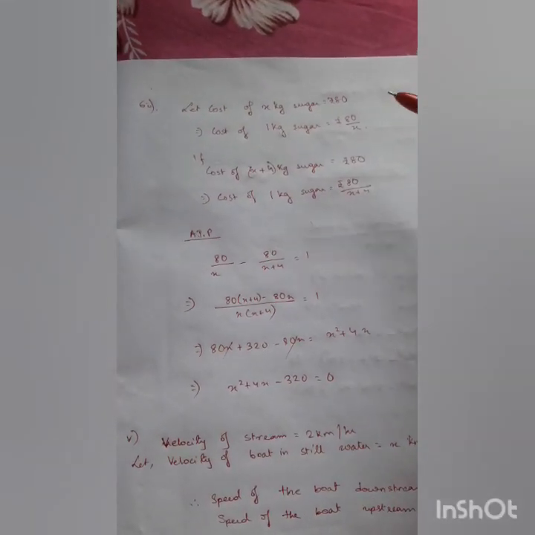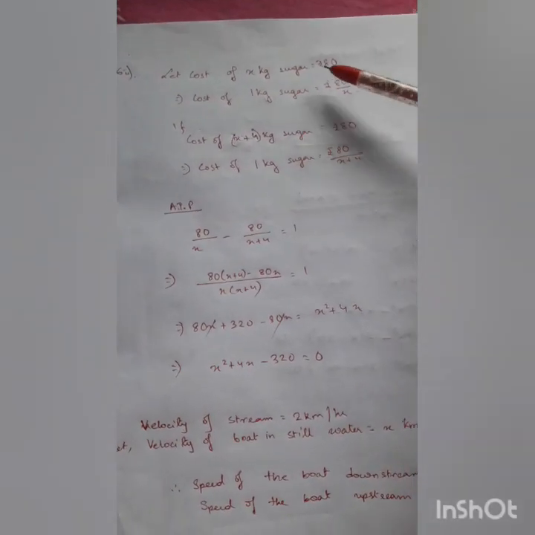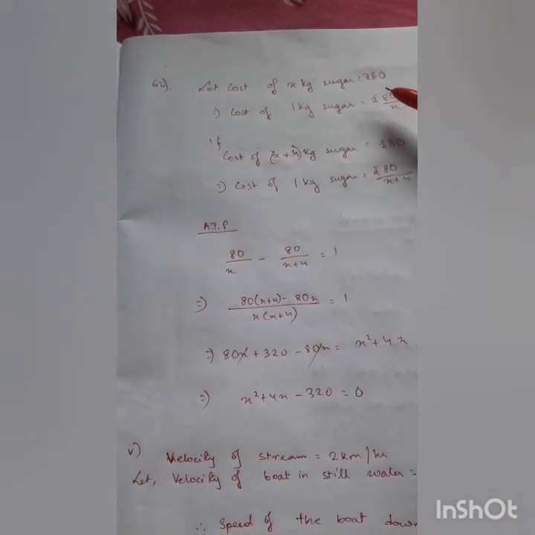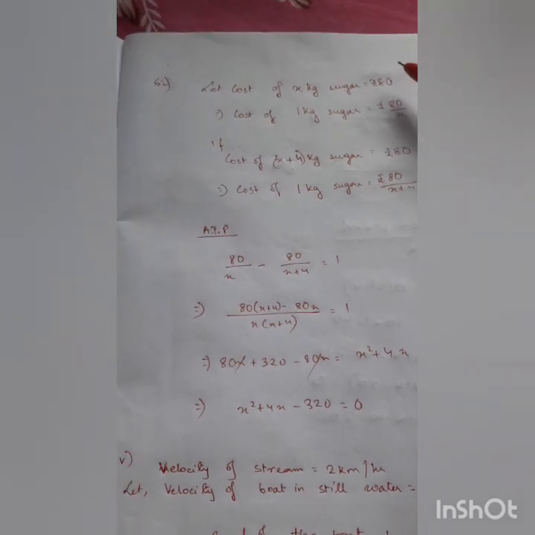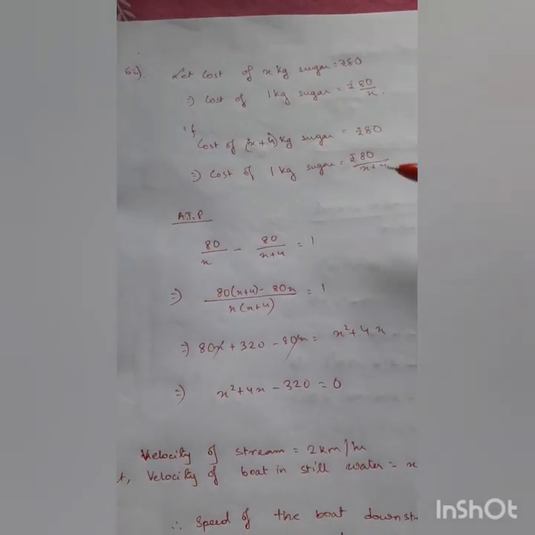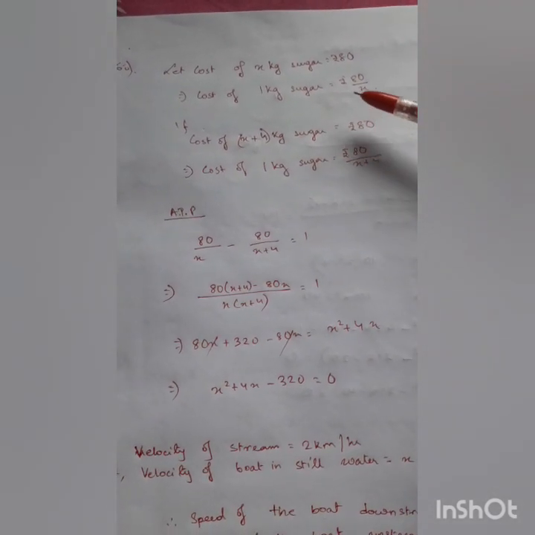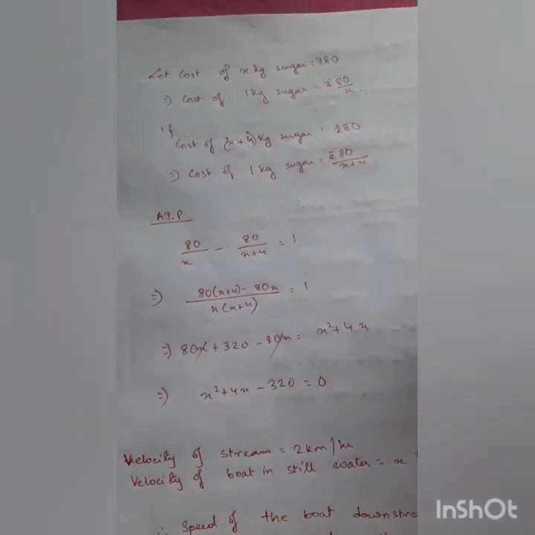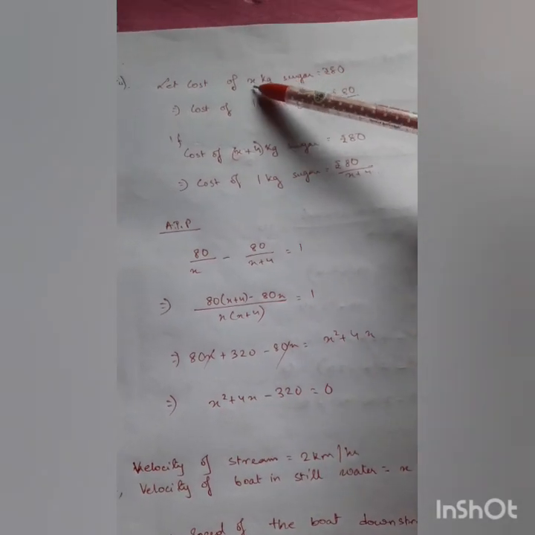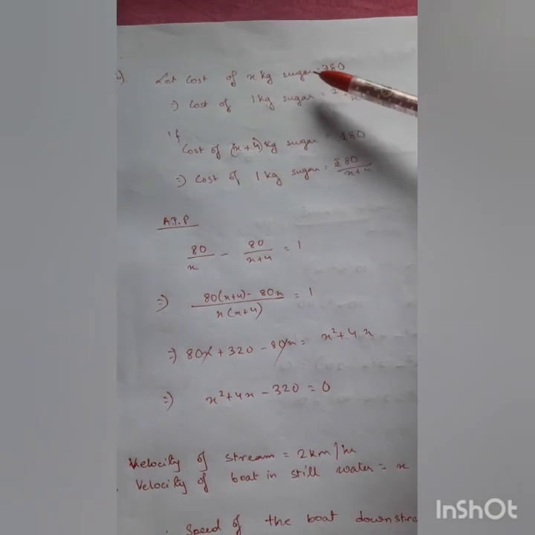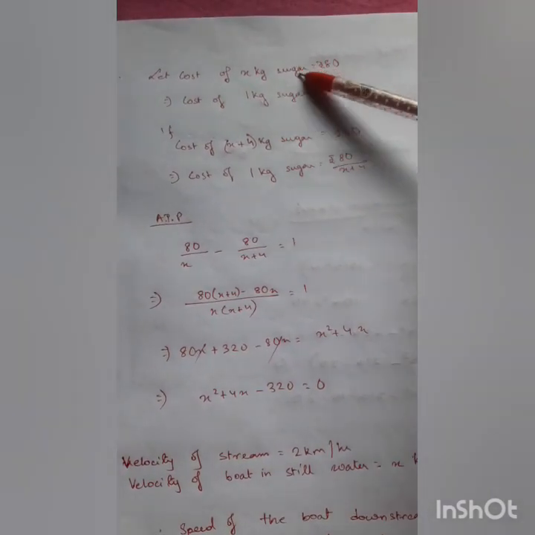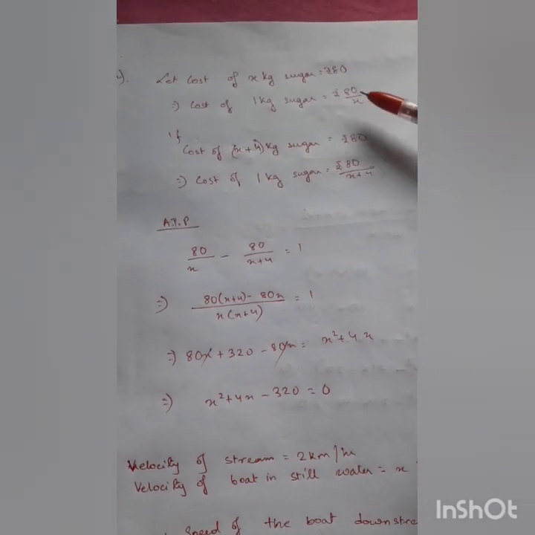In question number 6 part 2, it is mentioned that the cost of some kg sugar is 80 rupees. If 4 kg more sugar was bought at the same price, then the cost of 1 kg sugar difference in both cases would be rupees 1. This is our question. So some kg I will assume as x. Let the cost of x kg sugar equal rupees 80. Therefore the cost of 1 kg sugar equals 80 by x. This is by the unitary method.